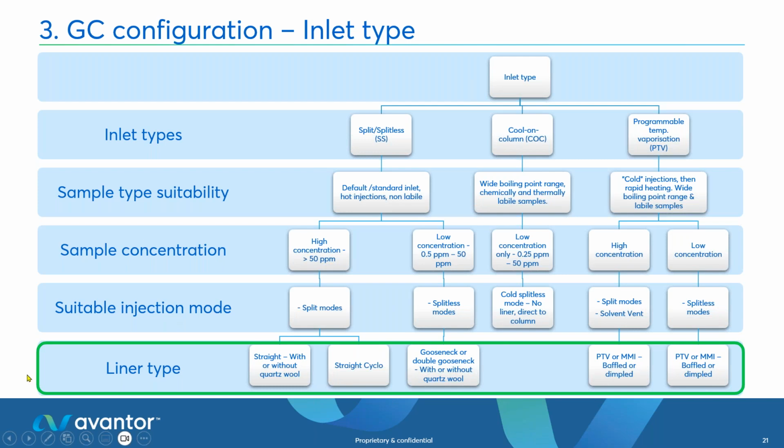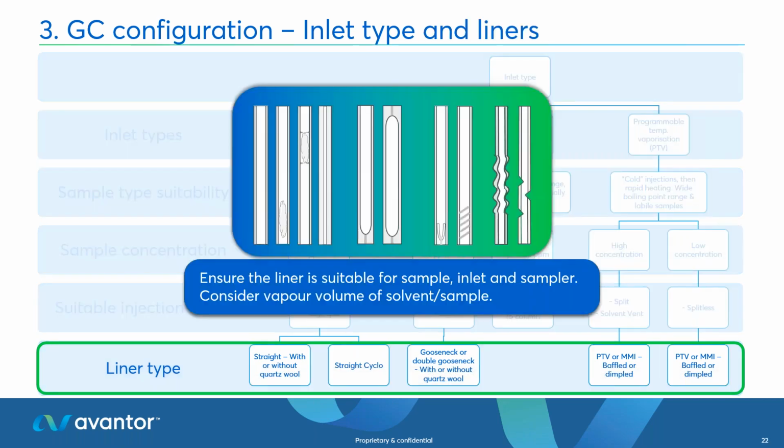Then when you look at PTV, we have baffled or dimpled liners. These have geometries to help with the movement and the mixture of the sample whilst it's going into that cold injection environment and then rapidly heating. So straight away you can see that some of the decisions, the products that you want to use, are influenced just by the type of inlet that you've got. And then you've also got to make sure that it's compatible with the type of sampler that you're using, whether you're using maybe a headspace sampler, etc.